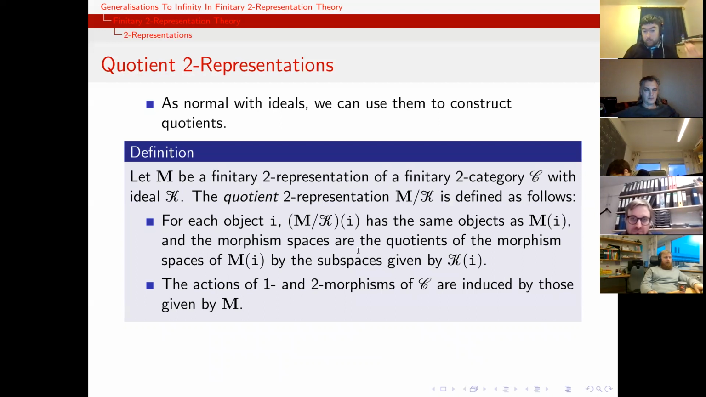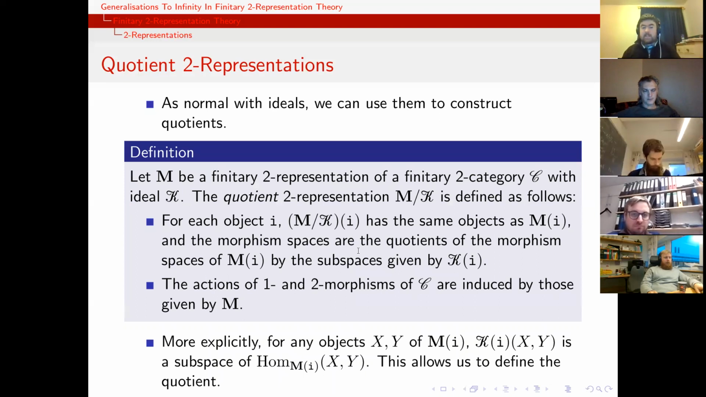We have the action of the one and two morphisms of C, and these are just induced by the actions given by M in the natural fashion. So more explicitly, for this quotient, given any objects x and y in M of I, the morphisms from x to y that live in K of I, which is what this notation is, by its construction a subspace of all the morphisms from x to y. And so we can take a standard quotient of vector spaces, and the rest of it follows through.